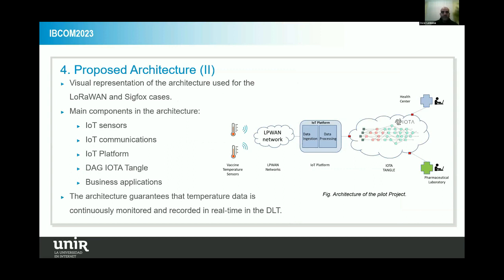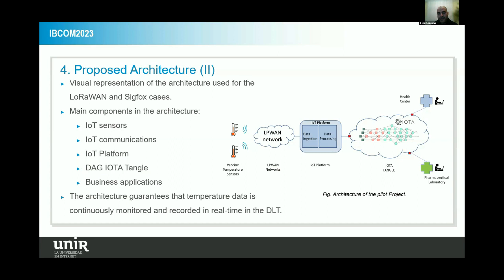So here we can see the physical architecture. The architecture diagram that you can see here provides a visual representation of the system's components, and it shows how the data flows through the system from the IoT sensors to the storage of temperature data in the DAG or IOTA Tangle. The components of the architecture include the IoT sensors, the IoT communication, the IoT platform, IOTA, and the business application or visualization applications.